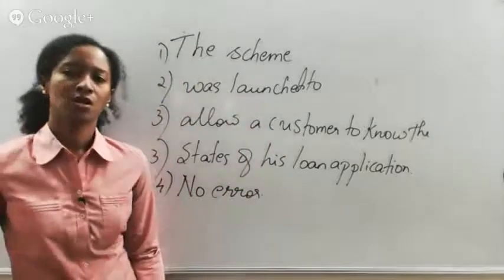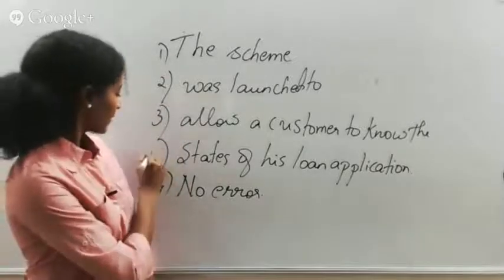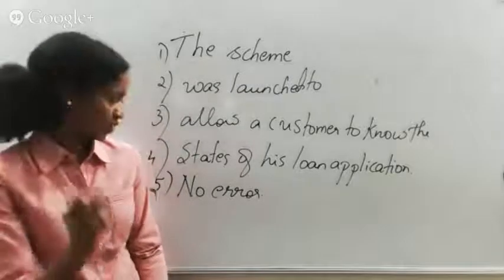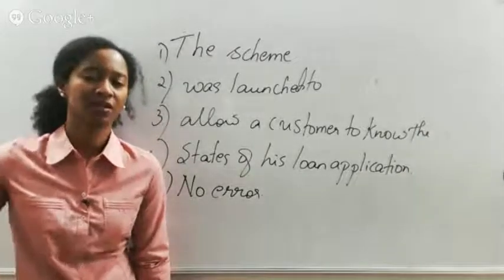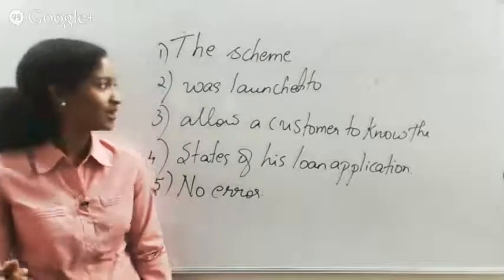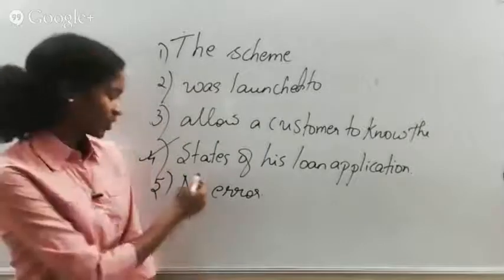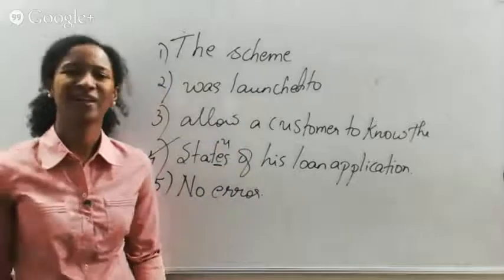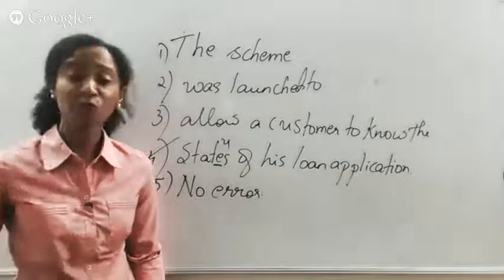All right. So the scheme was launched to allow, sorry about that, this will be 4 and this will be 5. Okay? The scheme was launched to allow a customer to know the states of his loan application. No error. This is an easy one. We just saw the concept. We know the concept. It's a spelling error. Which part has the error? Quickly. Part 4. Yes. What do you change this into? Status, right? It says states. Change it to status. Spelling error. Okay. So keep in mind spelling errors. Look for them as well. Let's move to our next concept.